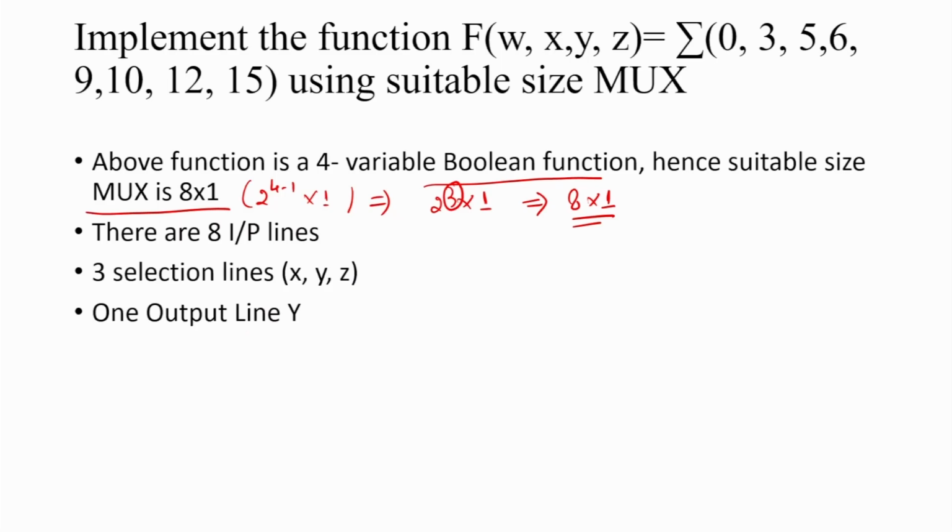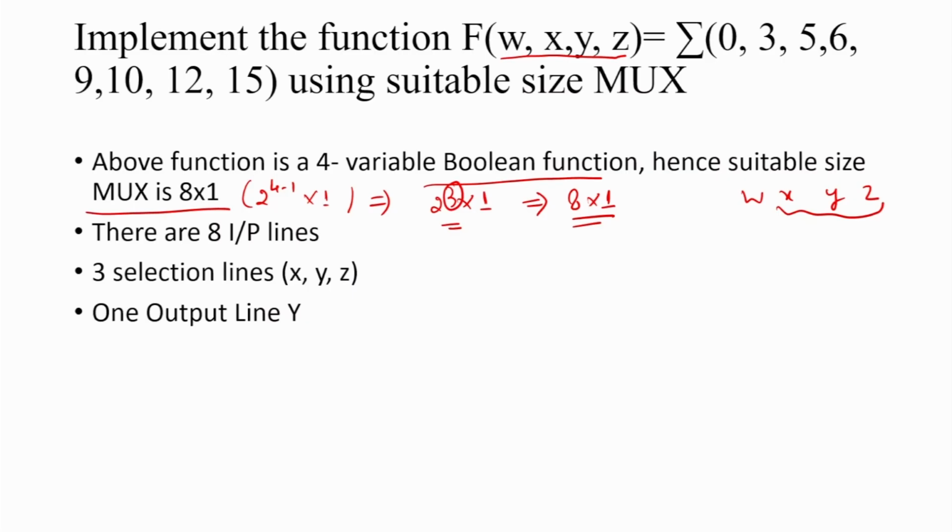Here the Boolean variables are represented by w, x, y, z. Of w, x, y, z, the first 3 least significant variables are taken as the selection lines of this multiplexer, or if we want, we can also take the first 3 most significant Boolean variables as the selection lines, and the remaining variable is taken as the data line.